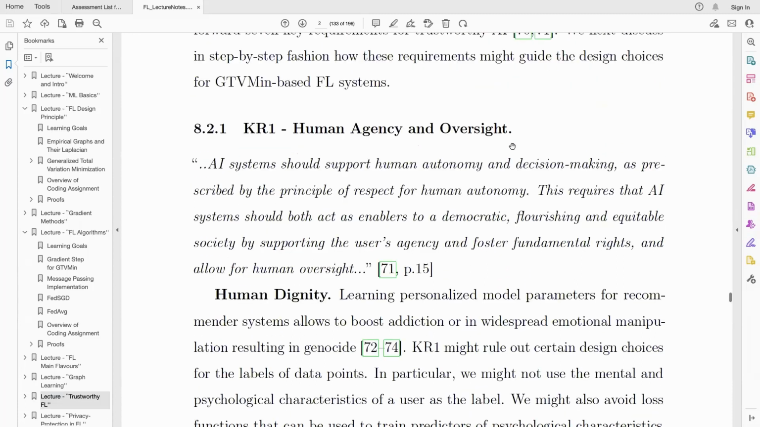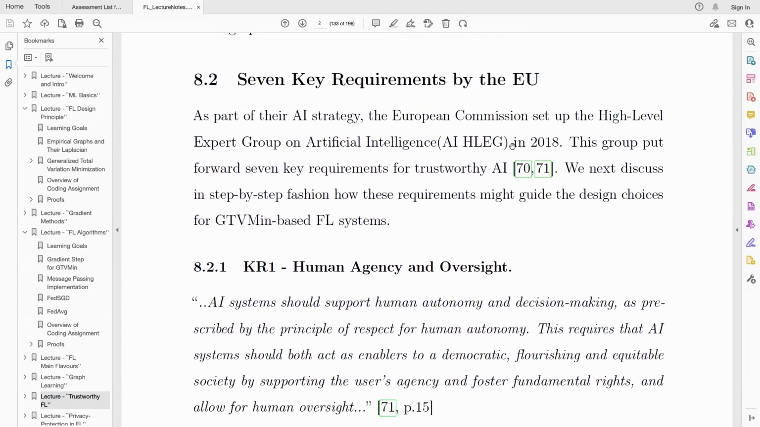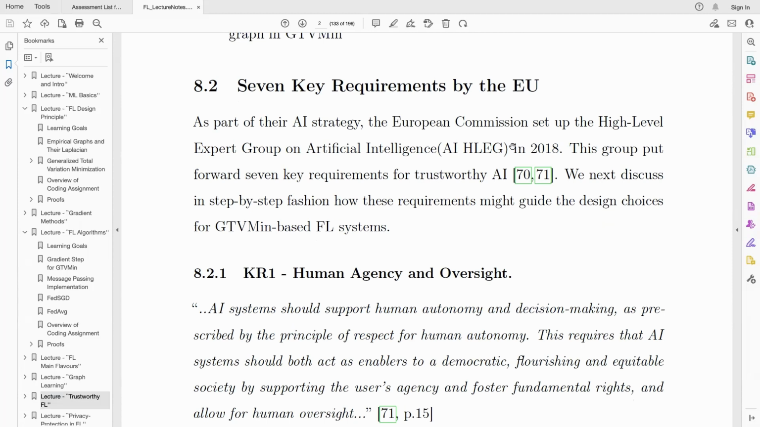So the European Union took action a few years ago already and defined 7 key requirements for trustworthy artificial intelligence. One important subset of artificial intelligence is machine learning. And within machine learning, we have many systems which are actually federated learning systems. So whatever they tell us, or whatever law there is about AI, applies also to federated learning, because it's a special case of an AI service.